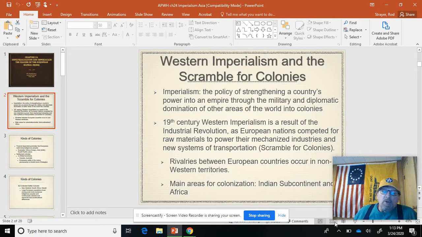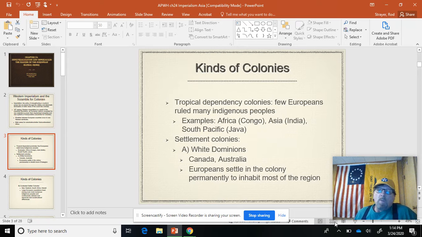Rivalries we see occur throughout the world, particularly in the non Western territories between European nations. A good example of that is the 7 Years' War between France and Great Britain over the control of North America. But we're going to be focusing on, in this unit, particularly the Indian subcontinent and Africa. One of the things that we must be aware of is the types of colonies that existed.